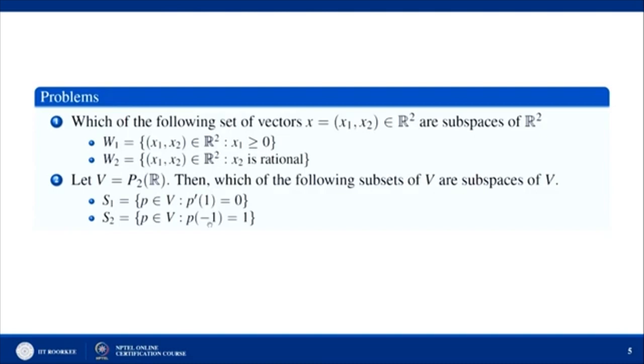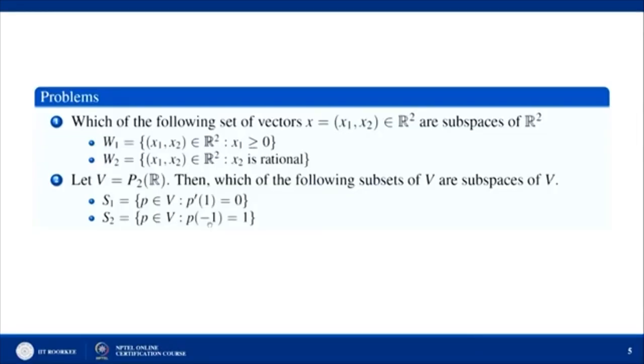Okay. Now here you can easily see that if you take the collection of all those polynomials where P at minus 1 is 1, here we have taken all P in V such that P at minus 1 is 1. Okay. Now what is the identity of this P2? It is 0.